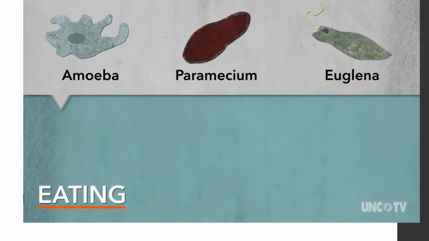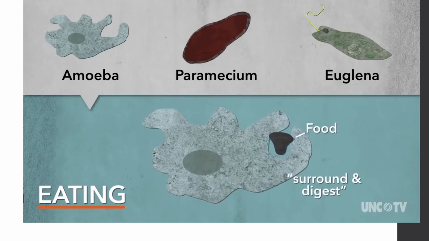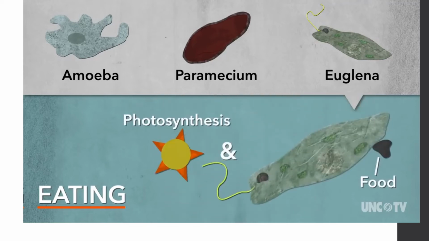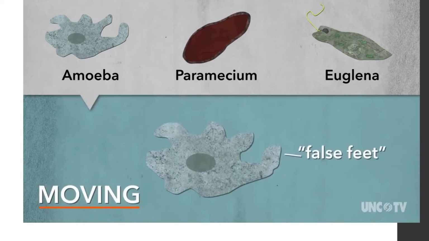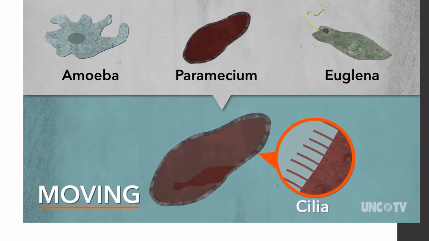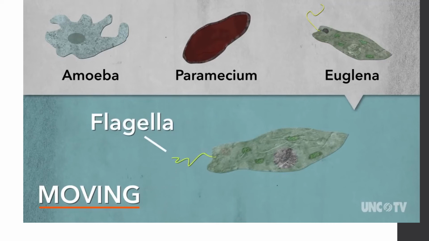When it comes to eating, some protists use the trusty surround and digest method. Some sweep food to their special mouth parts, while others use a mix of photosynthesis and the old surround and digest method. In order to move, some protists shape themselves into false feet to blob their way through the environment, while others move about with little hairs called cilia or whip-like structures called flagella.